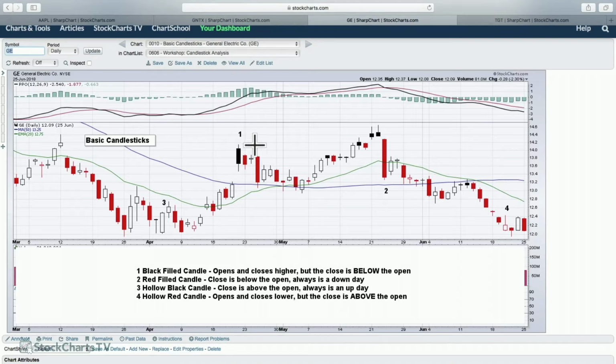A filled candle is bearish. So you're always thinking close at the bottom, open at the top. Opened up here, we finished the day down here. Same with the red. Opened up here, we finished down here.